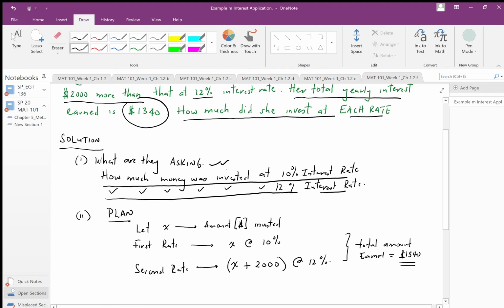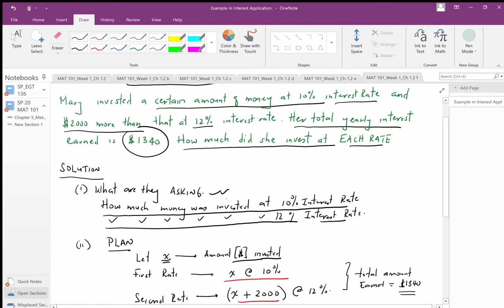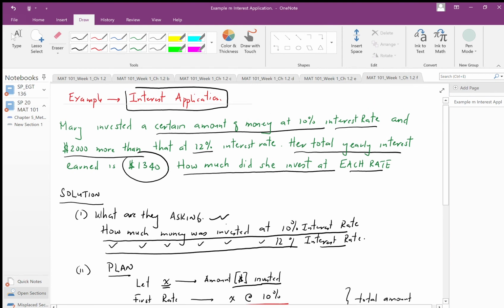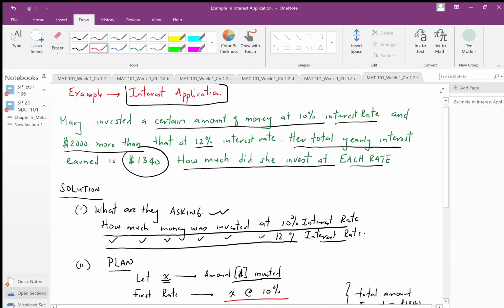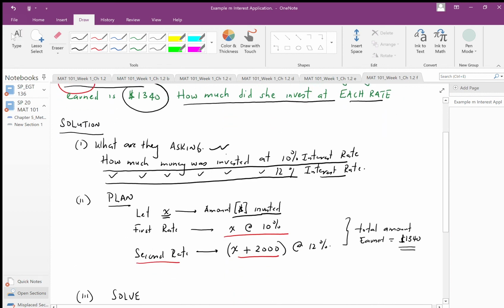So the plan that we can use to create an algebraic expression would be let X equal the amount invested, and let that X be at an interest rate of 10%. Well, the second amount can be X plus 2,000. Why would that be? Because it says here that the money was invested at a 10% interest rate and $2,000 more than at 12% interest rate. Okay.